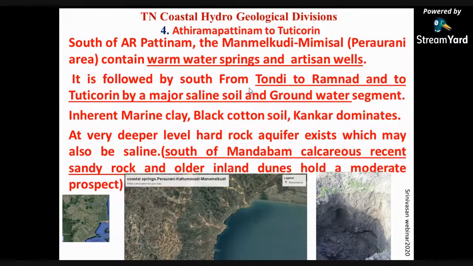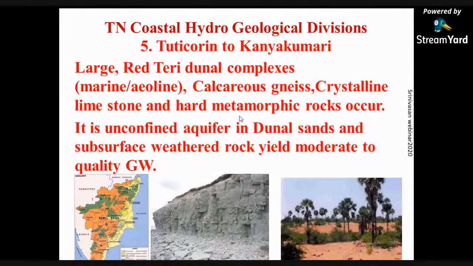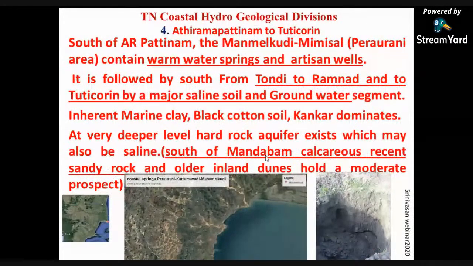It is becoming a bit pessimistic, a kind of worrying point from the groundwater point of view. It is a major saline belt. From Tondi to Ramnad, saline soil and groundwater will be there, because of the inherent marine clay, inherent black cotton soil and conker sediment. But in the Rameshwaram area, you get some calcareous rocks. About the black cotton soil and all that, we will see in a bit more detail in the following slide.